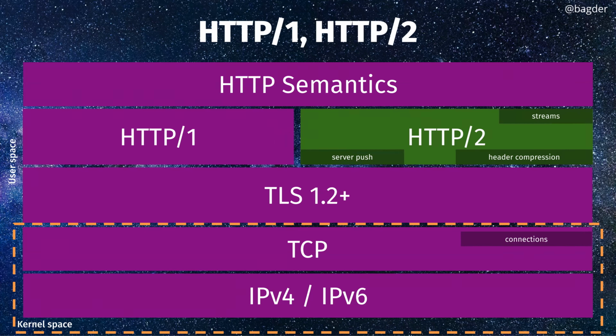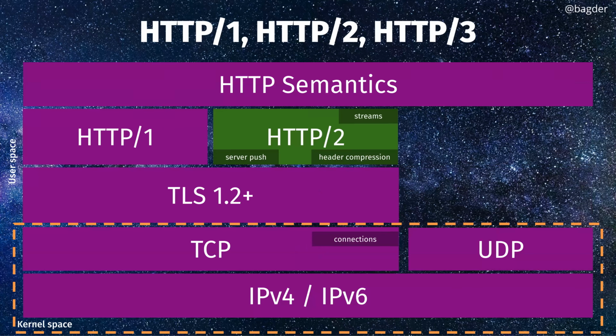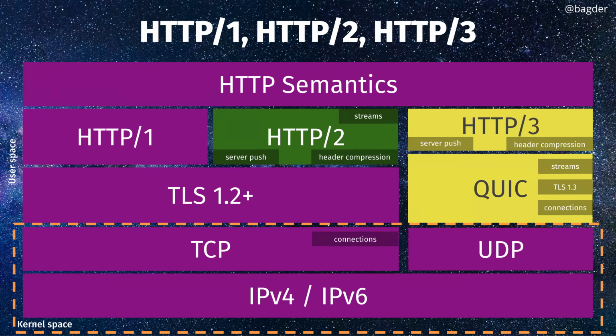Introducing HTTP 3 and QUIC, then it looks like this. We rebuild the entire stack on top of UDP instead of TCP. We add QUIC on top of that. That's the transport layer, right? It replaces TCP and TLS, and it does the streams. It does the TLS, well, the security part, the encryption, and it handles connections. And then we add HTTP 3 on top of that, featuring header compression and server push again. And of course, on top of that, still the same HTTP semantics.